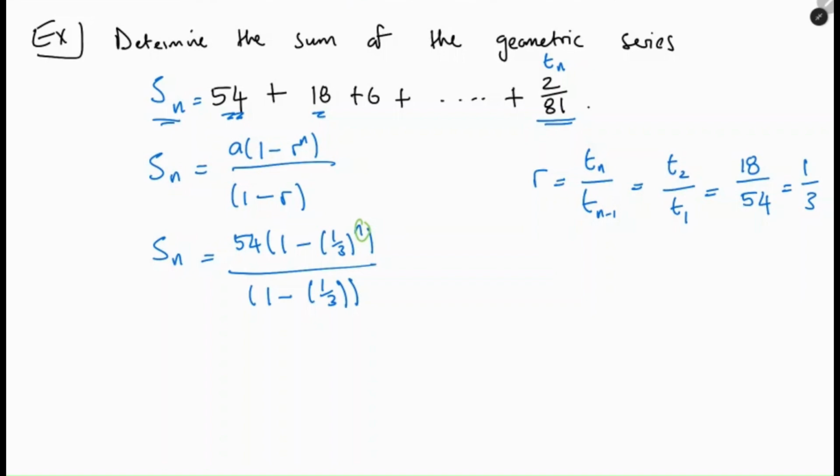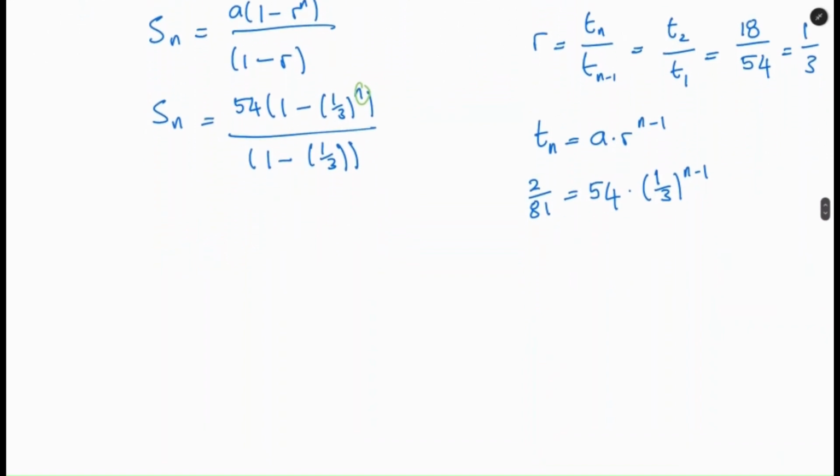And now let's recall the general formula for Tn. Again, this is a formula you need to know. It's equal to A multiplied by R to the power of n minus 1. Of course, we know what A is. A is 54, and we know what R is. R is 1 over 3. And in this case, we also know what Tn is. Tn is 2 over 81. So here we have an equation with one unknown n, so we can solve for n. I'm going to do that on this side.